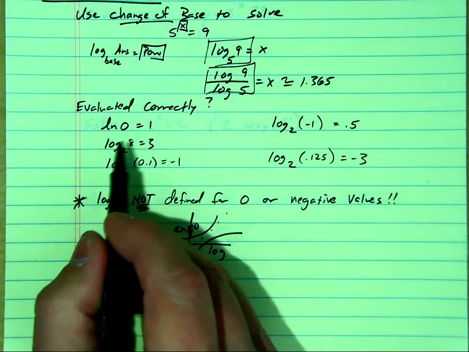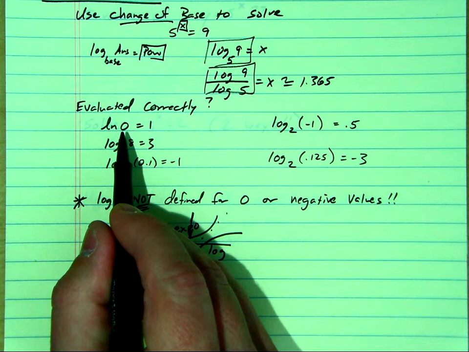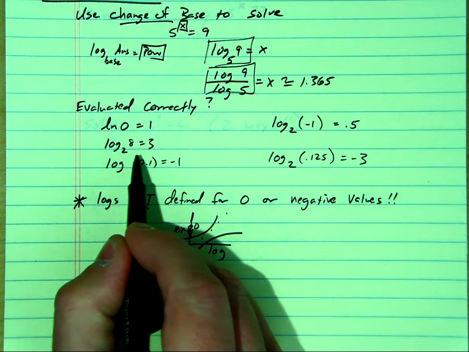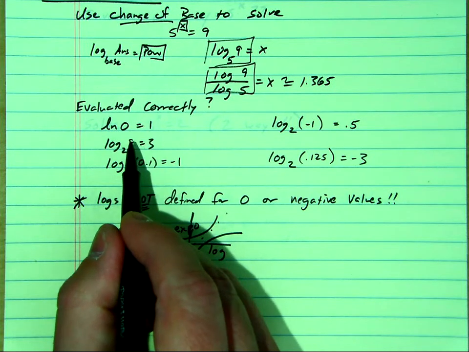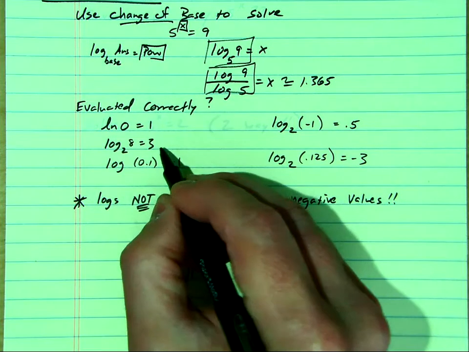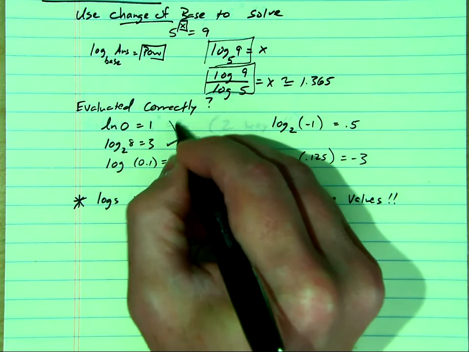So let's go up here. Is this one true? Everybody say no. No, why? Logs aren't defined for 0. Is this one true? Do we do 2 cubed equals 8? Swirly, right? 2 cubed equals 8. Does that work? Yep, that one works. Let's put a check mark there. Let's put a no there.